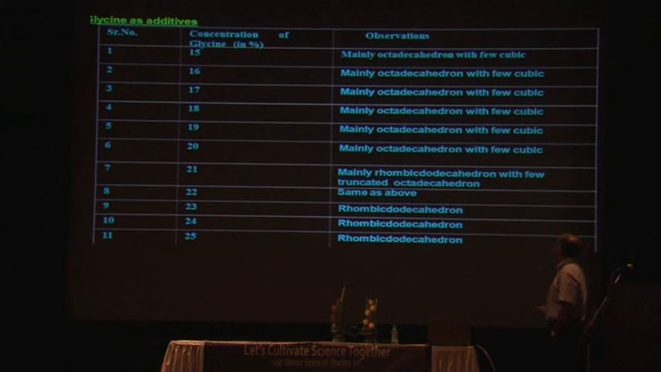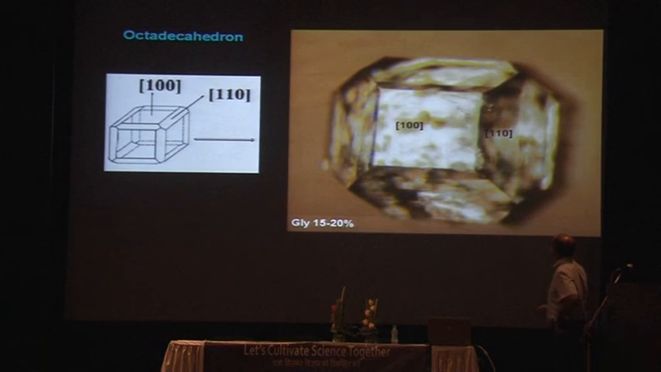So we have done all these studies, and we have found that when the concentration of glycine is about 25%, then you get rhombic dodecahedron. Actually, rhombic dodecahedron starts to form around 23 to 25. So we thought 25% is the safest. So around 25% of glycine is required to see the effect. So this is the modified crystal. This is not rhombic dodecahedron, just the previous stage.